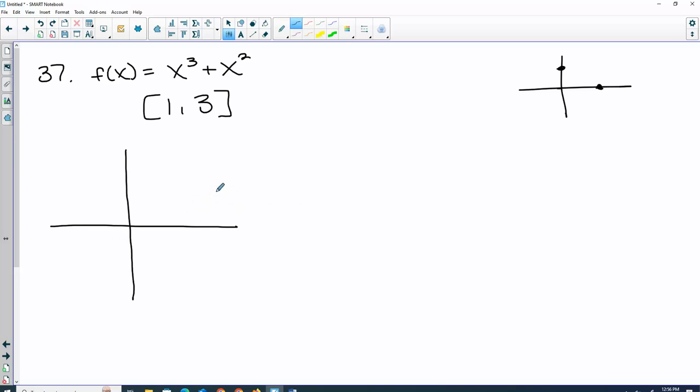All right, 30 seconds? So we're only going from 1 to 3. What if we just plug in numbers between 1 and 3 to get our graph? So 1 cubed is 1 plus 1 squared, so 1 plus 1 is 2. So if I put in 1, we get 2. If you put in 2, we're going to get some big numbers here.